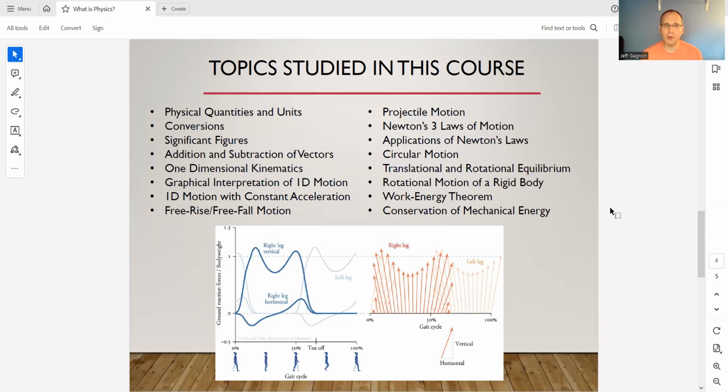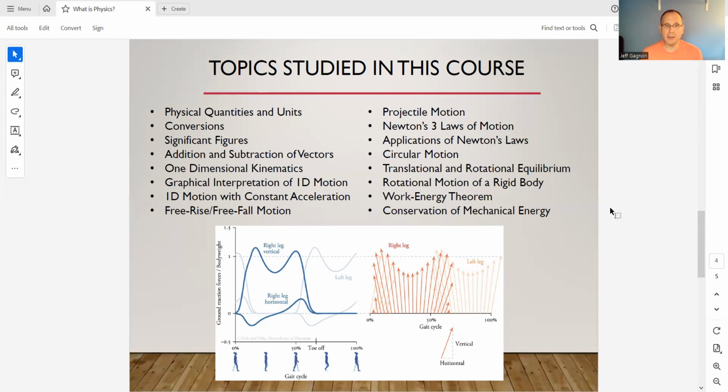And we'll do this both graphically, so how to add and subtract vectors graphically, in other words, using a protractor and ruler, and also how to add and subtract vectors analytically. So using basically mathematics, using trig functions, sines and cosines.